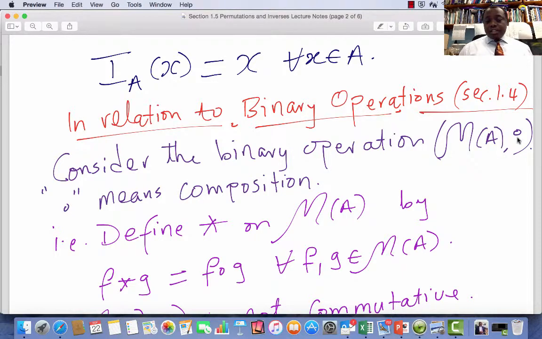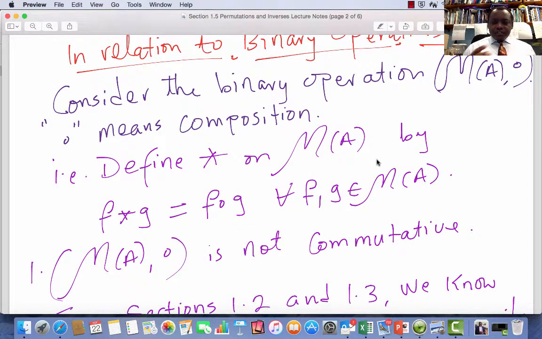Our star is composition. So let's define this a little more rigorously. Define the binary operation star on MA. Again, don't forget MA is the set of all functions F from A to A. So define star on MA by F star G equals F composed with G for every F, G in MA.